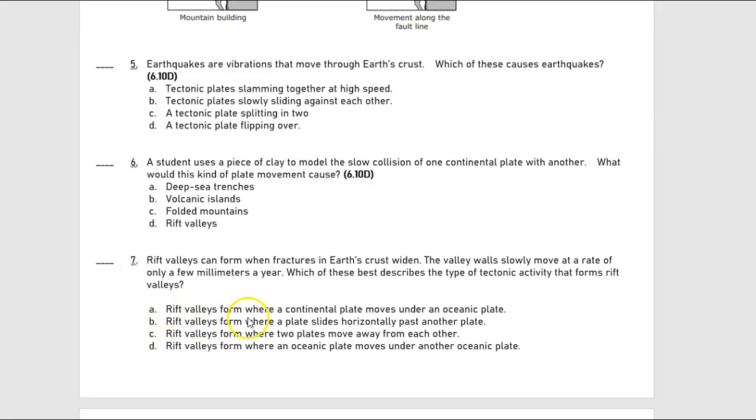A. Rift valleys form where continental plates move under the oceanic plate. B. Rift valleys form where plates slide horizontally past another plate. C. Rift valleys form where two plates move away from each other. D. Rift valleys form where an oceanic plate moves under another oceanic plate.